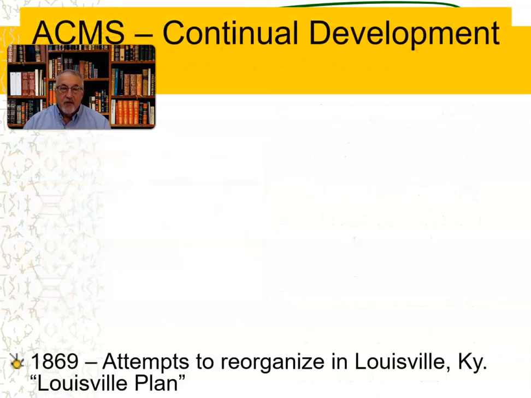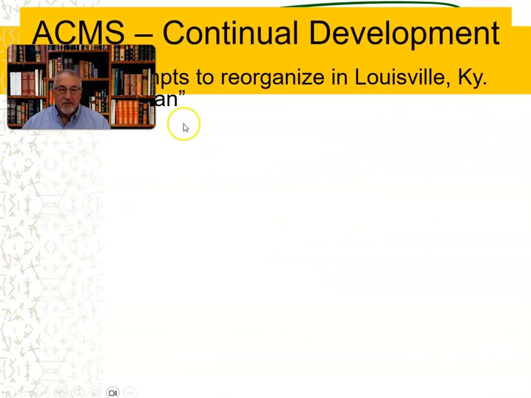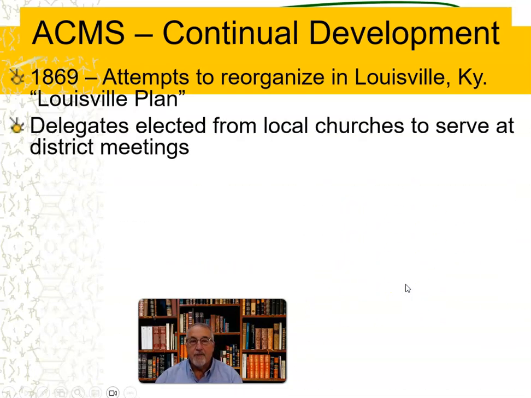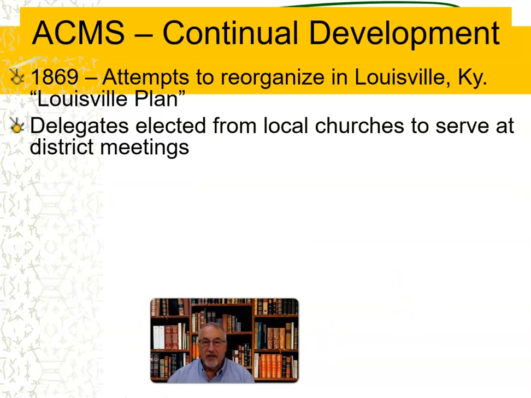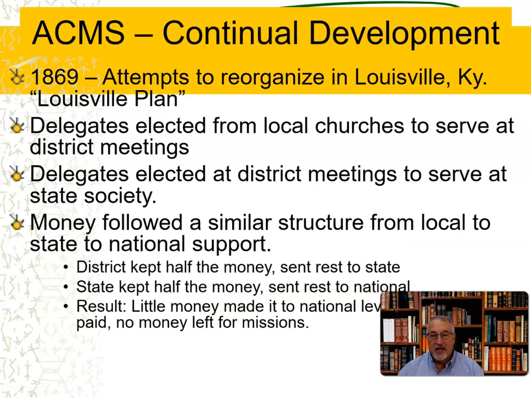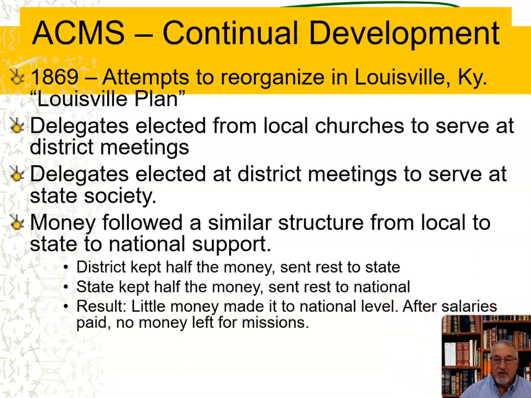Okay? So you start to see this organization can get pretty complicated here. And it's involving money. Once you involve money in things, then people start to change their attitude about it. Well, in 1869 then, there were attempts to reorganize all of this in Louisville, Kentucky. As we said, the Louisville Plan. Delegates are elected from the local congregations. They're going to serve in district meetings. From the district, they'll be sent to the state, and from the state, they'll be sent to the national office.